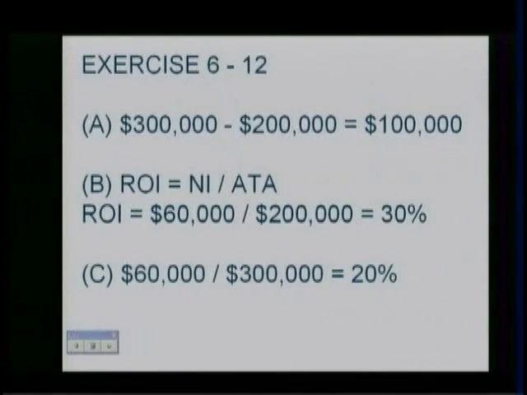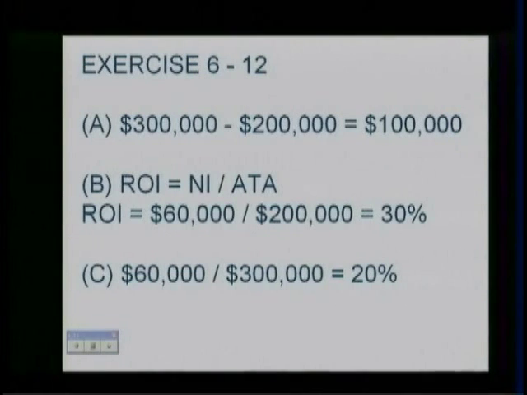Well, goodwill is the difference between the fair market value of the net assets and what they're paying for that firm. Well, they're paying $300,000, but the net assets are worth $200,000, so the goodwill would be $100,000.